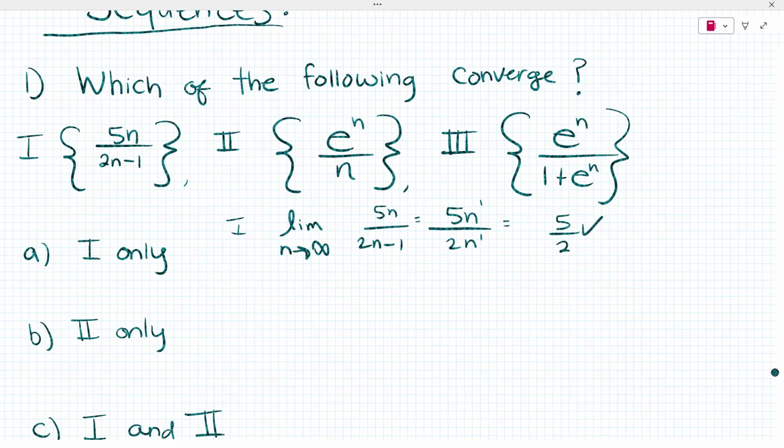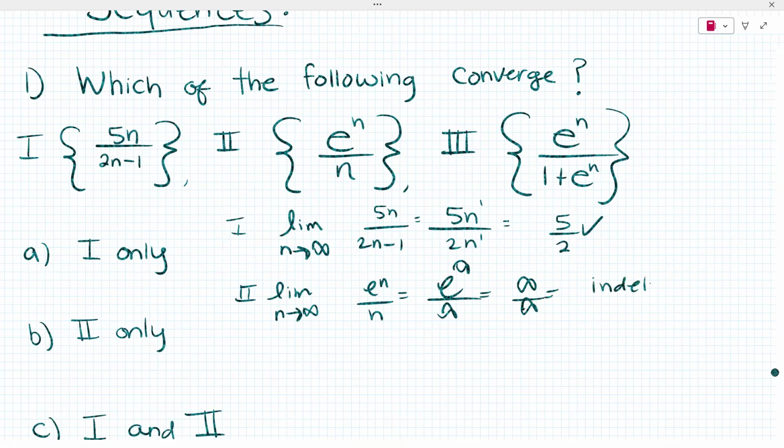So this is a tangible number. So 1 works. What about Roman numeral 2? Let's try a limit as n approaches infinity. We could try replacing n with infinity, right? What's e to infinity over infinity? Just infinity over infinity, an indeterminate form.